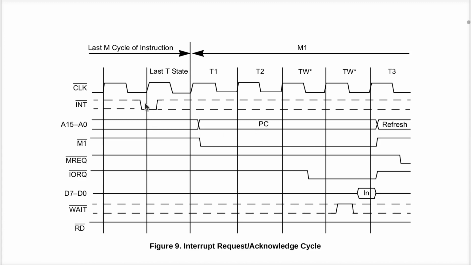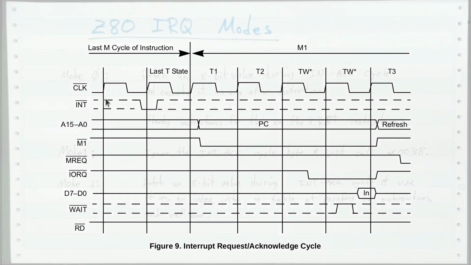If it is on and it is seen to be active during the last rising edge, the peripheral device can supply some data down here that the Z80 can use to determine what it wants to do in response to the receipt of that signal.